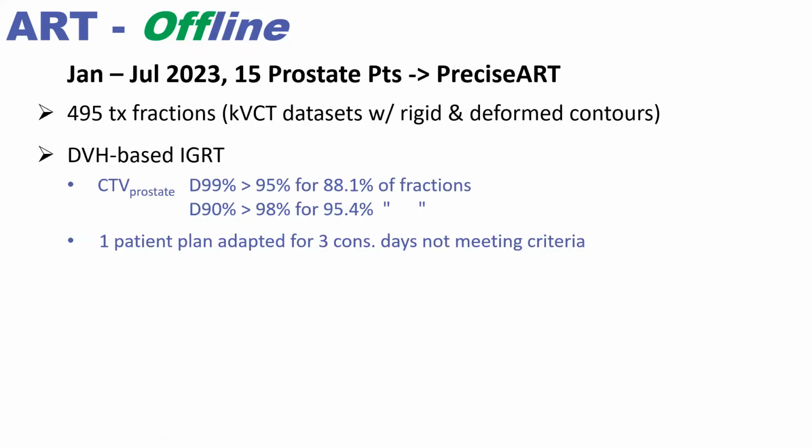So for about 6 months early at the beginning of this year, we followed 15 of our prostate patients. We looked at their data sets, and then we wanted to see who followed what and how many of these fractions. So we had 88% of the fractions that met one of the criteria, while about 1 out of 20 failed for the second criteria that we were looking at. Only one patient we adapted due to 3 consecutive.